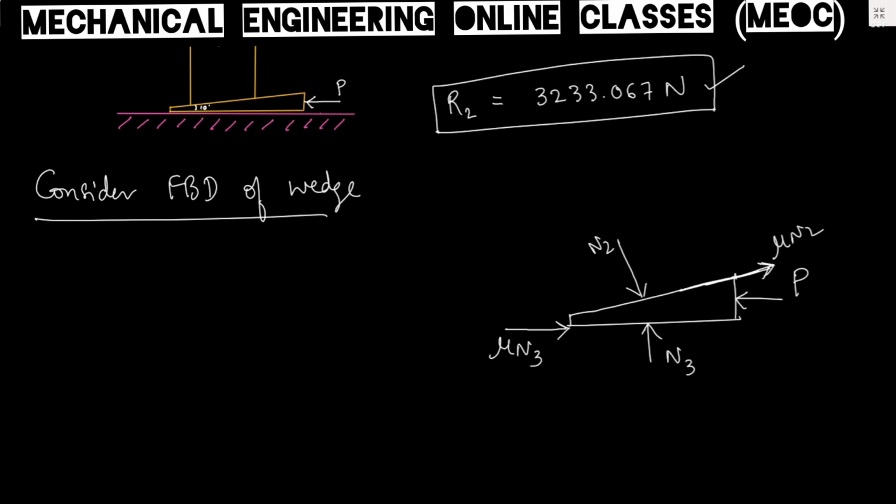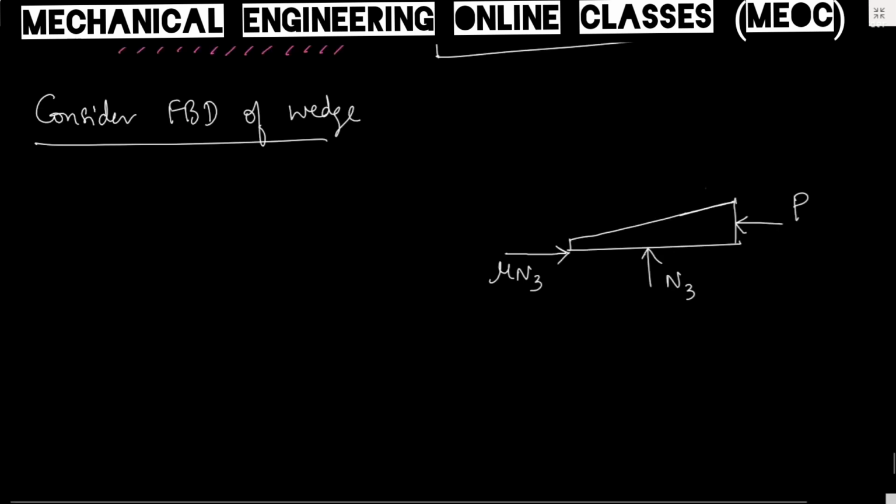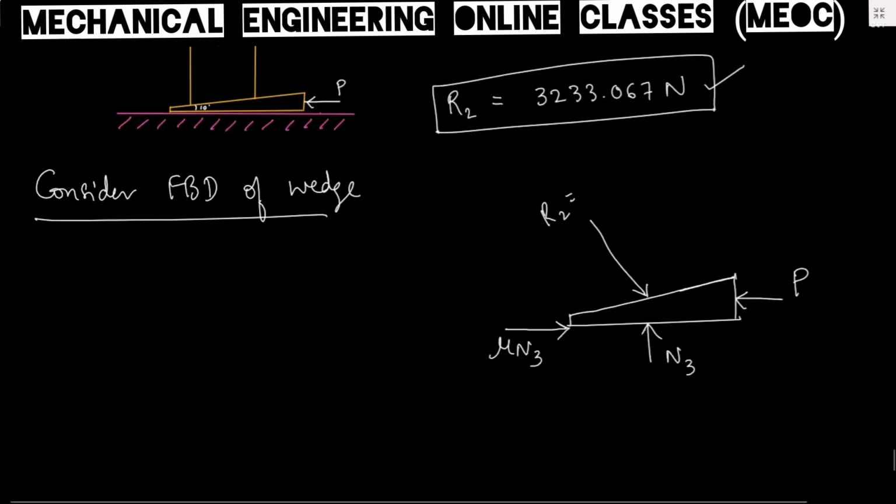Now, this is mu N2, this is N2, and their resultant is R2. If you want to consider N2 separately, then you also have to consider the friction related to it. If you are using R2 in the FBD, you don't have to consider N2 and mu N2, because R2 is the resultant of N2 and mu N2. Because we already have the value of R2, I want to use R2 the way it is, and not use N2 and mu N2 separately. So I am using R2.